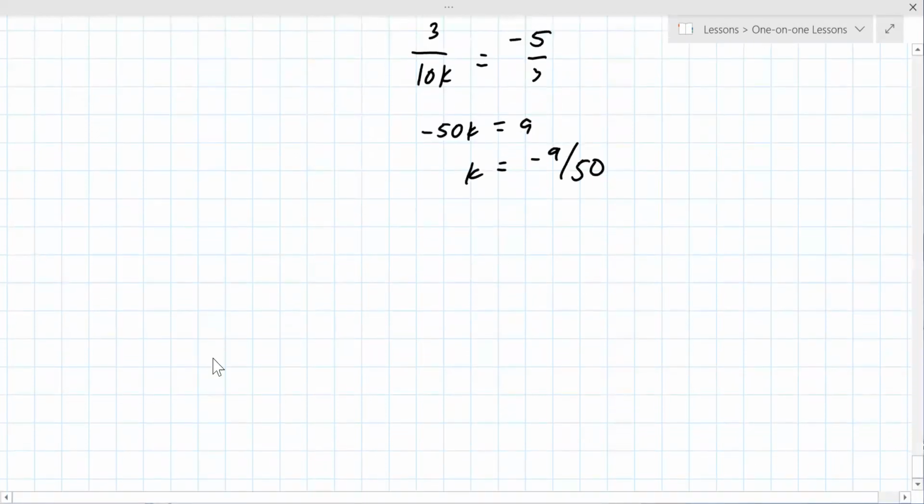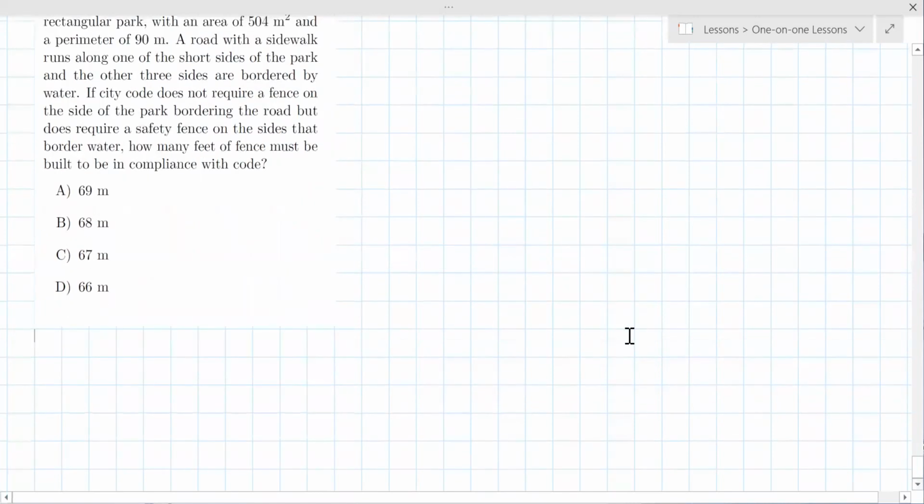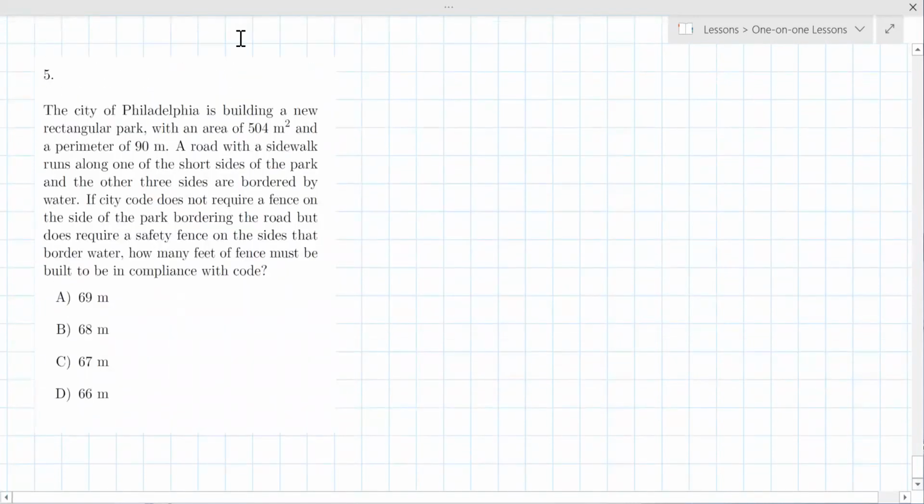Okay, so let's look at this together. It's another story question. The city of Philadelphia is building a new rectangular park with an area of 504 meters squared and a perimeter of 90 meters. A road with a sidewalk runs along one of the short sides of the park, and the other 3 sides are bordered by water. If city code does not require a fence on the side of the park bordering the road, but does require a safety fence on the sides that border water, how many feet of fence must be built to be in compliance with code?